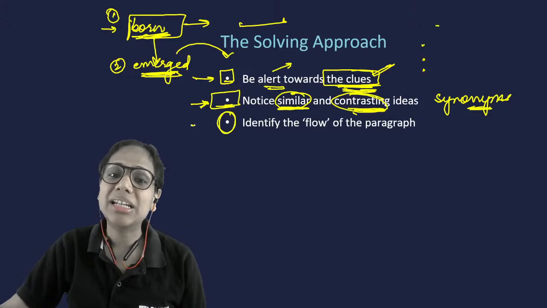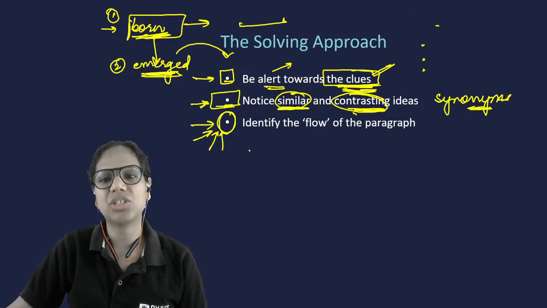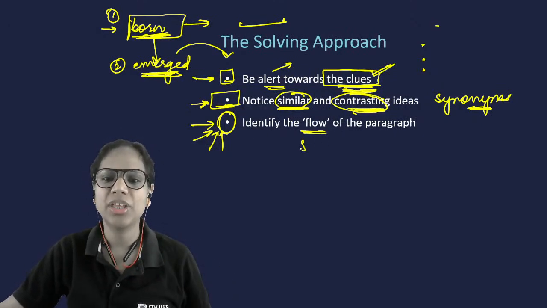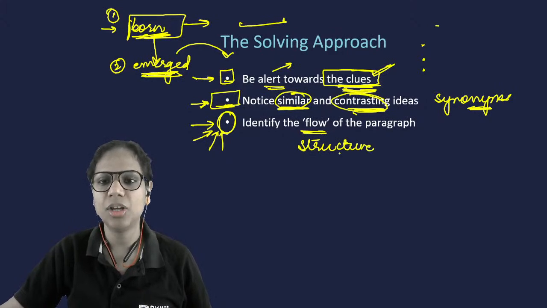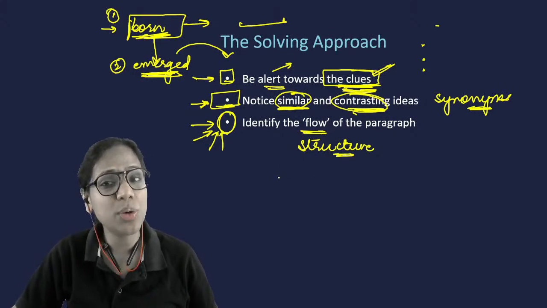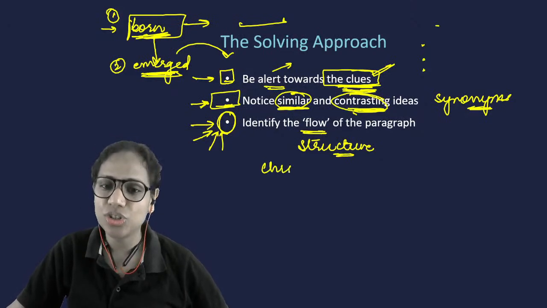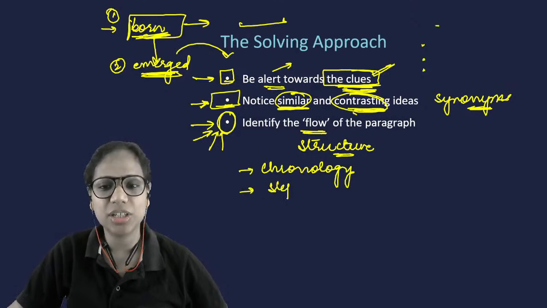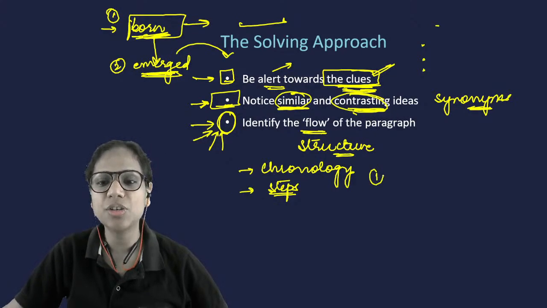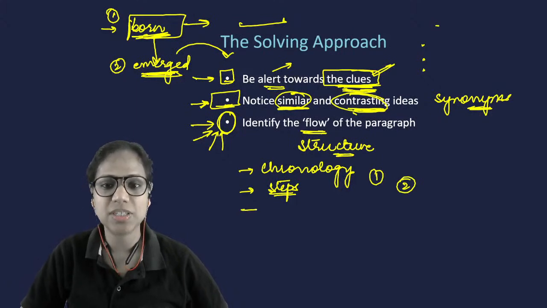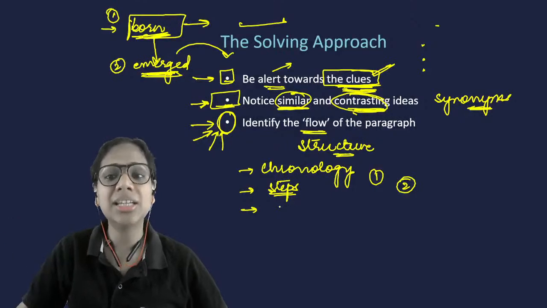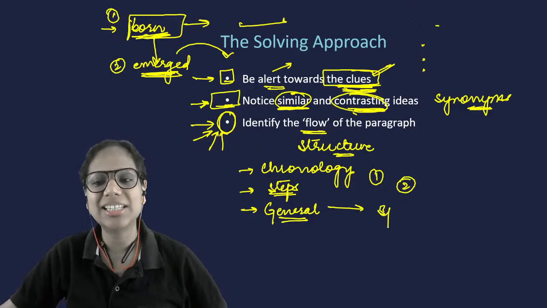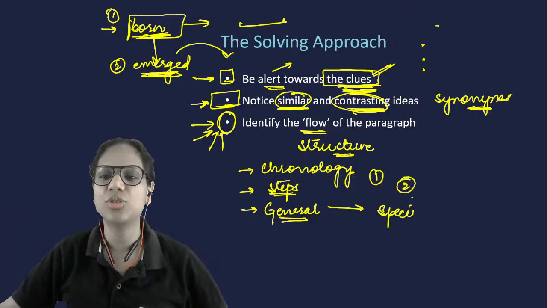Another thing that helps tremendously, especially for difficult parajumble questions, is identifying the flow of the paragraph. What do I mean by flow? I mean the structure. Sometimes there may be some sequences present, right? Let's say there is chronology that can help us, or there are some steps given. Identifying this is the first step, this is the next step, that can help us. Sometimes realizing that this paragraph flows from a general statement to specific examples. So this is the flow from general to specific.